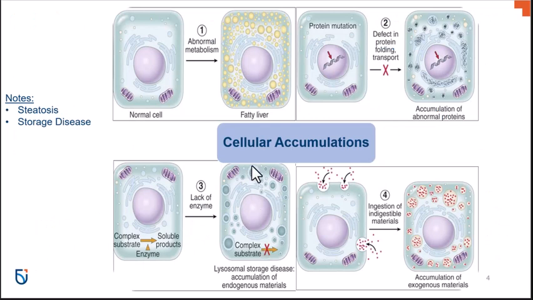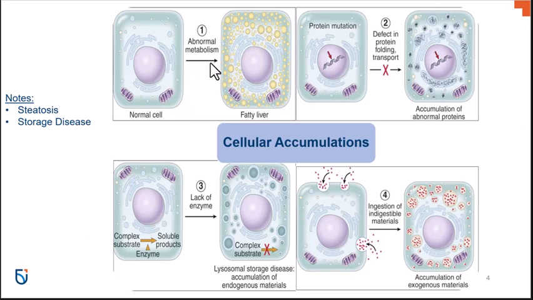On this slide, we're going to be focusing specifically on abnormal cellular accumulations. That is, accumulations that are going to have a negative impact on the body when they occur. We're going to go through each of these examples so you can see them labeled 1, 2, 3, and 4. In this first example, this is showing you, for simplicity, a normal cell, but specifically a hepatocyte, which is a liver cell.